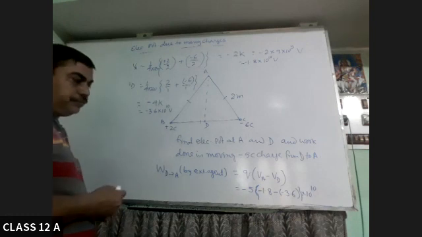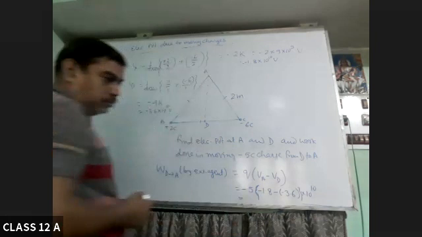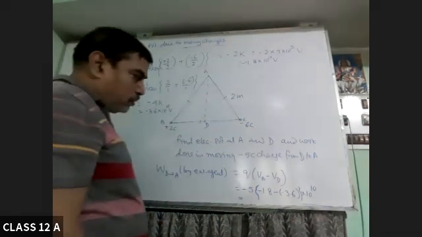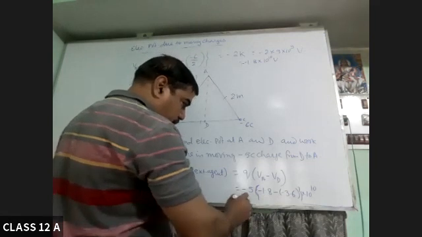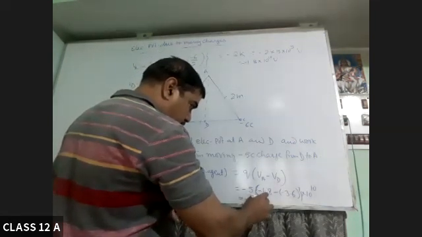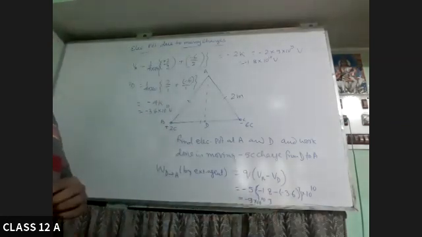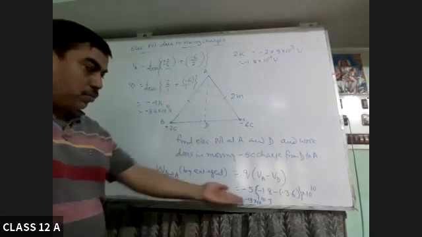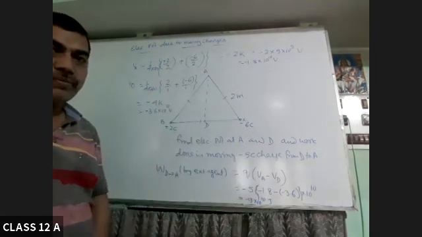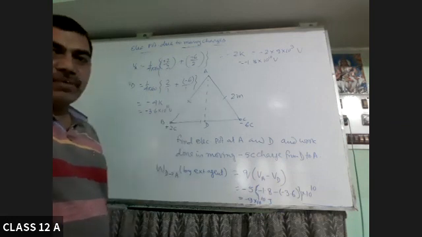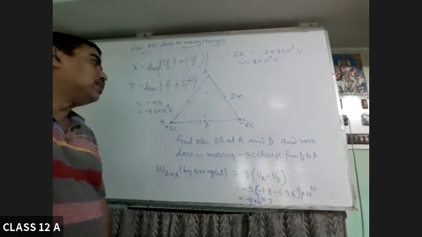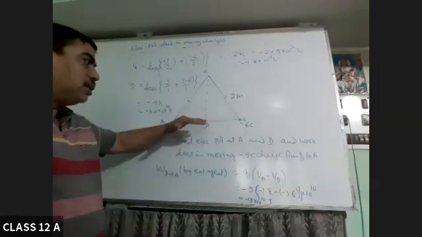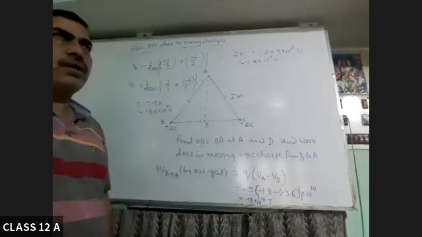So what will it be? Minus of minus becomes plus, again minus, so minus 9 into 10 to the power 10 joule. So this much work we will have to do in displacing this 5 coulomb charge from D to A. This work is tremendous, a very large amount of work you have to do. So it is not very easy to displace this charge from one place to another. If we want to shift this charge from this place to this place, this much work we have to do.